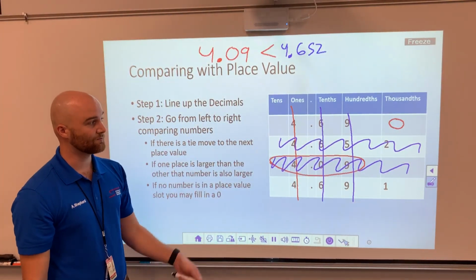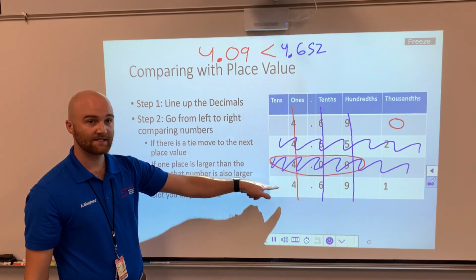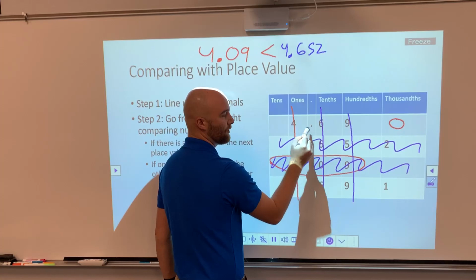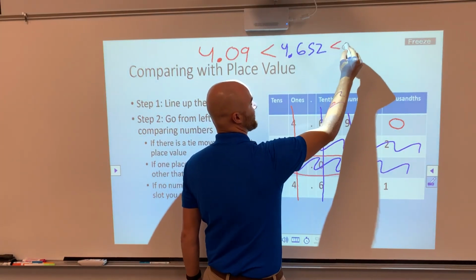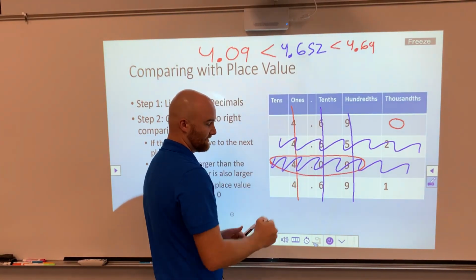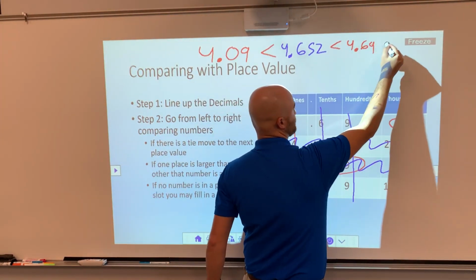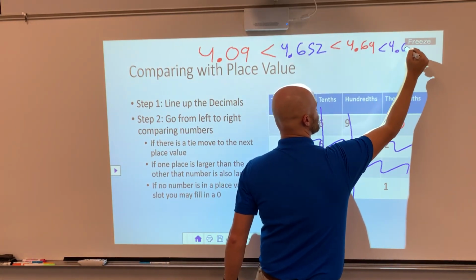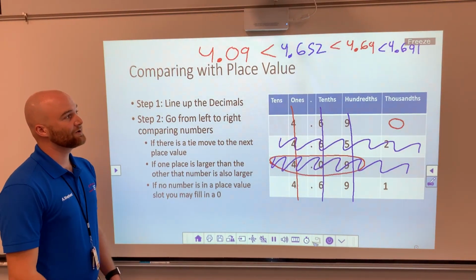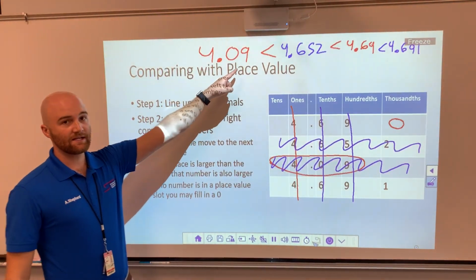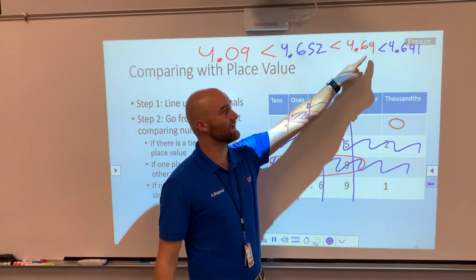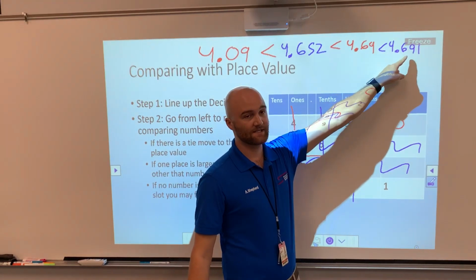Since 0 is less than 1, I know this number is less than this number. So I can write 4.69 or 4.690. 4.69, and that leaves our last one, 4.691. Okay, so now we found them in order. 4.09 is less than 4.652, which is less than 4.69, which is less than 4.691.